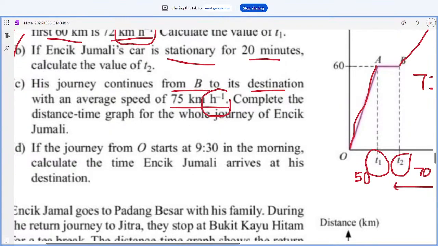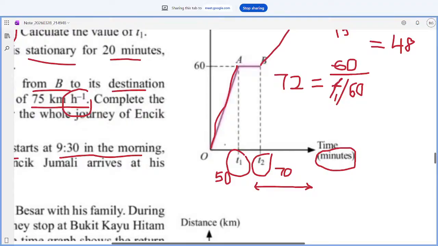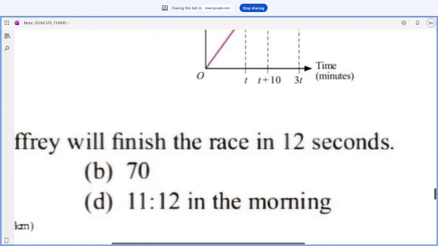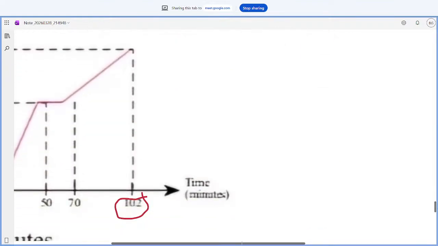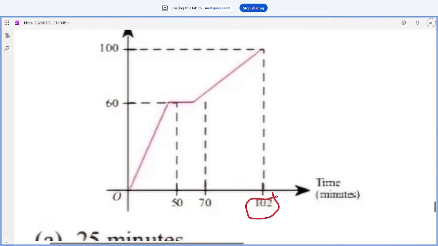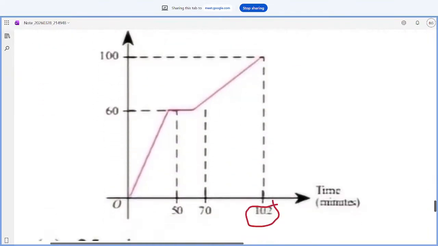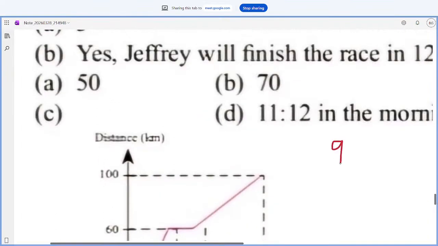Okay, so for part D, they say if the journey from O starts at 9:30 in the morning, calculate the time he reached the destination. Okay, so over here 9:30 he starts. Okay, so you guys need to see lah how many minutes. Okay, total you guys get is 102 minutes, right? So 9:30, 102. 102 is 1 hour and 42 minutes, correct? So 9:30 plus 1 hour and 42 minutes lah. You guys can count manually also. 9:30 plus 1 hour 42. You guys should get 11:12.